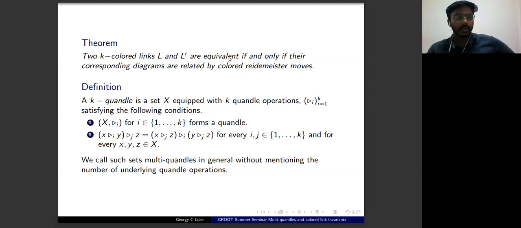No, actually, the forward direction. If two colored links L and L dash are equivalent, first of all, they are ambient isotopic. So by the classical Reidemeister theorem, they are related by Reidemeister moves. And then giving back the colorings to the arcs, the color corresponds to the color of the components of the link. The Reidemeister moves will get a color, and the strands will get a color. They are colored Reidemeister moves.